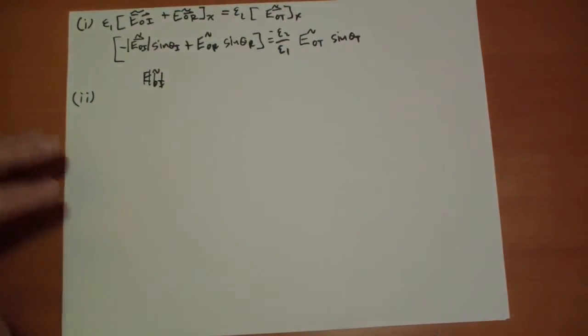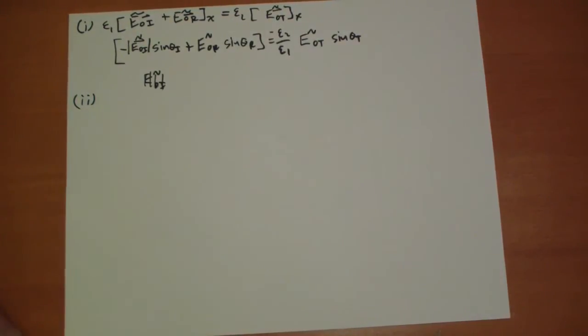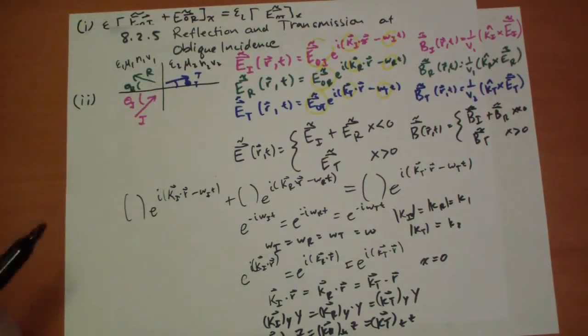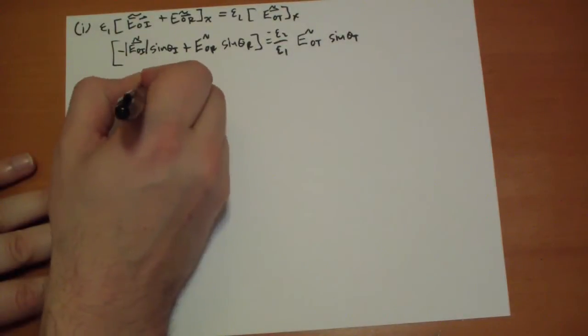The perpendicular component of the B fields has to be equal on both sides. Well, that's trivially satisfied because the B fields are pointing perpendicular to the plane of incidence, so there's no X component for the B field. So this is trivial. It gives us nothing.